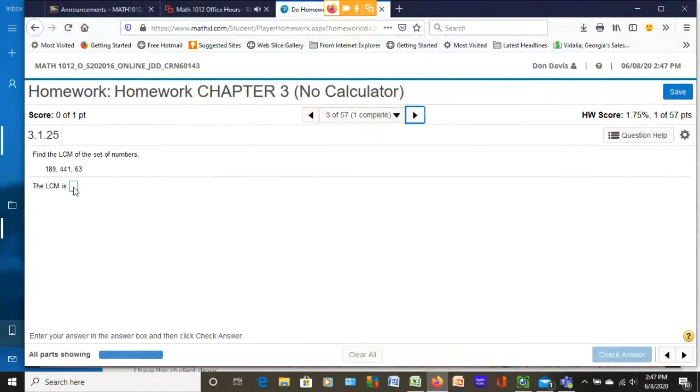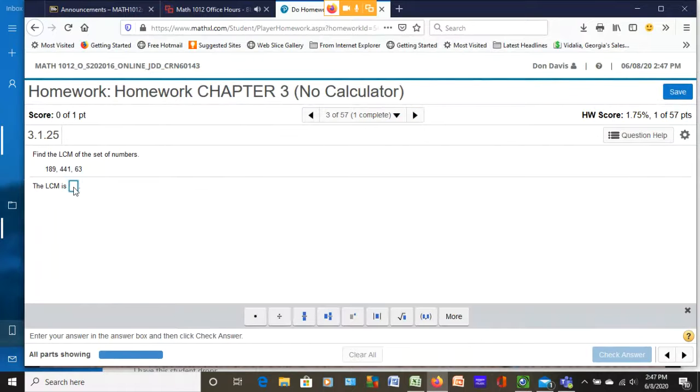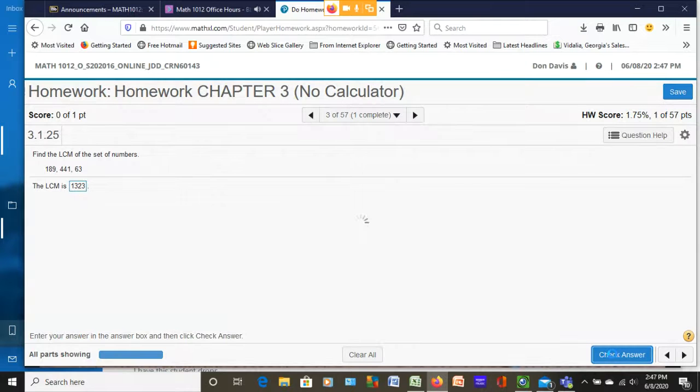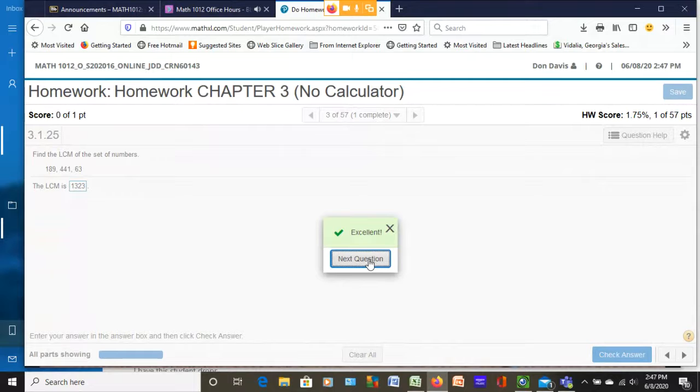Now let's go back and see how they want it. The lowest common multiple is, they just want a number, I guess. You ready? Let's try it. 1, 3, 2, 3. I don't think they want a comma. Hey, we got it right. That makes you feel good, doesn't it, when you get one of these things right?